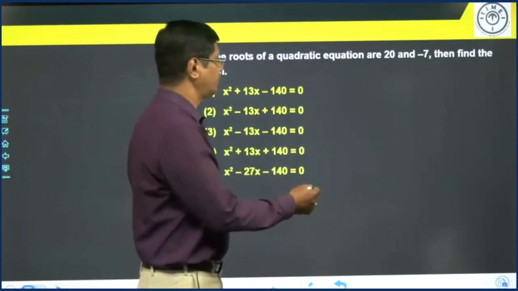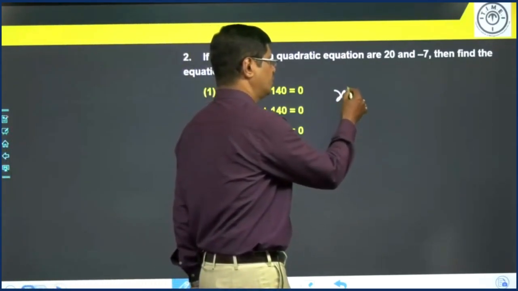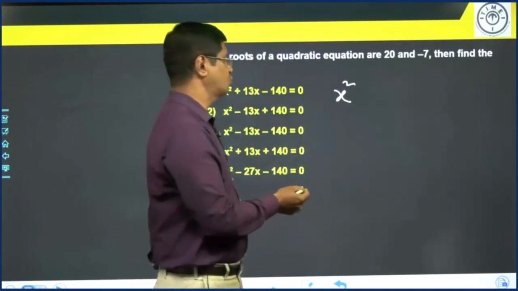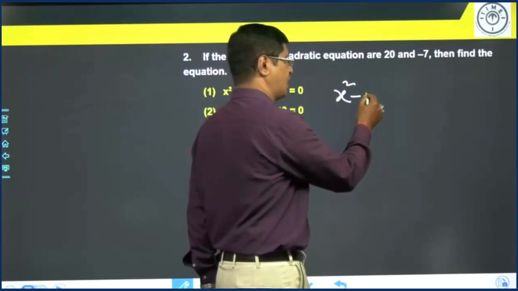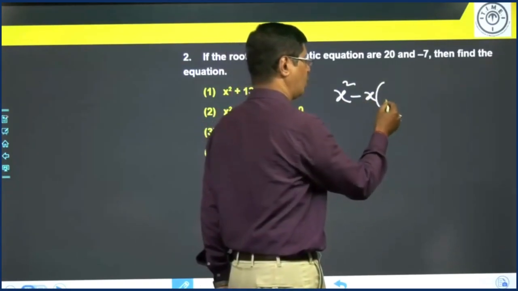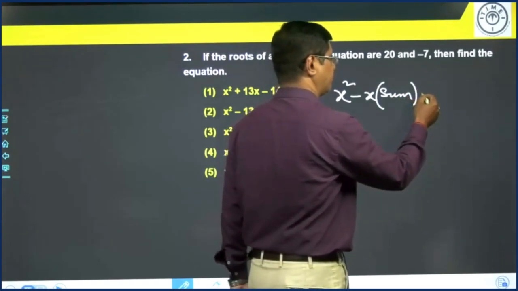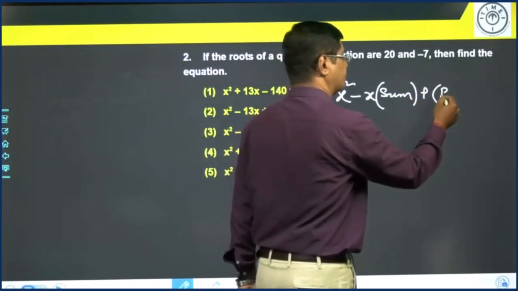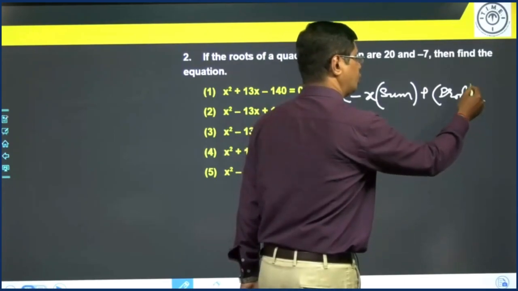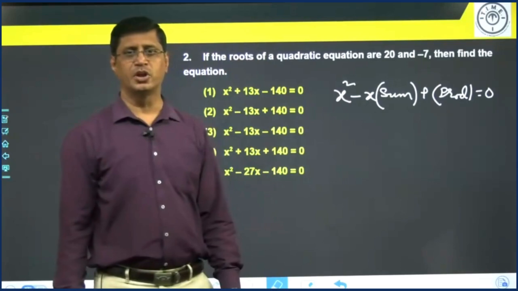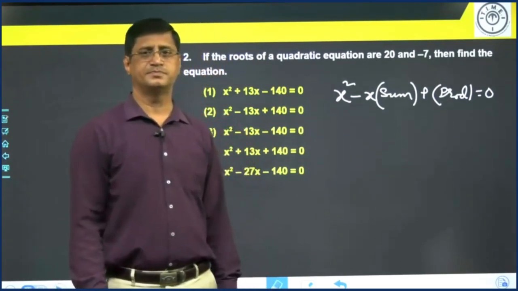How to find this equation? It's very simple. Here the roots are given. Just observe the framework of this quadratic equation: x square minus x of sum of the roots plus product of the roots is equal to 0. This is the representation of a quadratic equation.